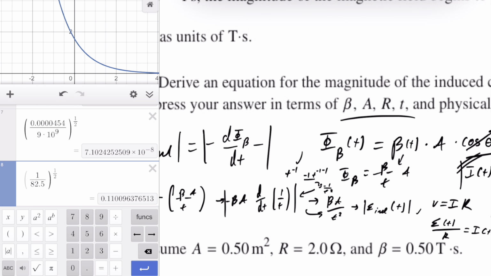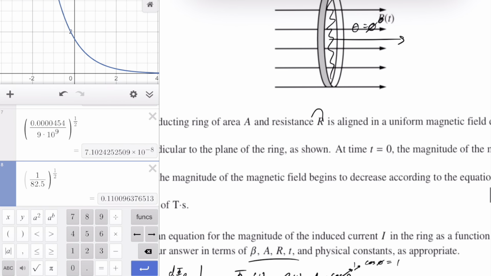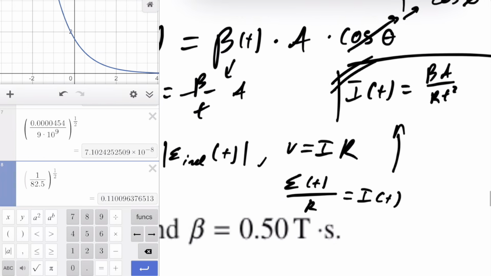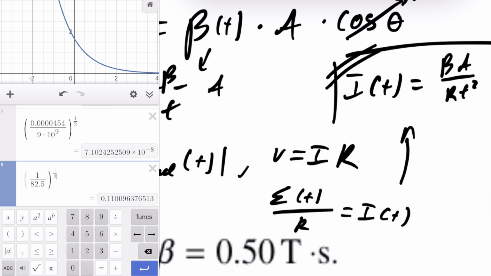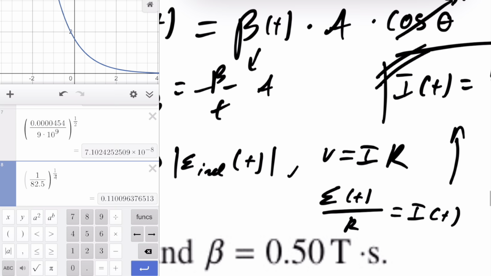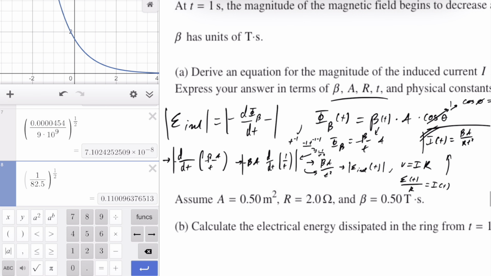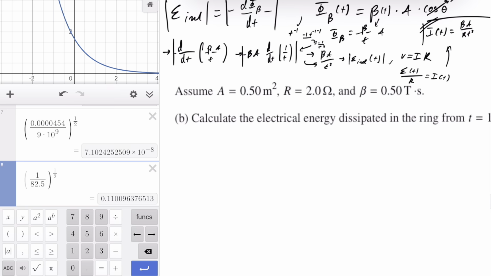I hope that wasn't too quick, but that's basically what you have to do, right? Because it says it has a resistance R, and we have to take that into account to find the induced current. So basically, when we have the induced voltage as a function of time, we can divide by the resistance to get the induced current as a function of time. Please let me know if that didn't make any sense or if you need me to explain it again, but I think I did pretty fine on that. So let's move on to the next one.